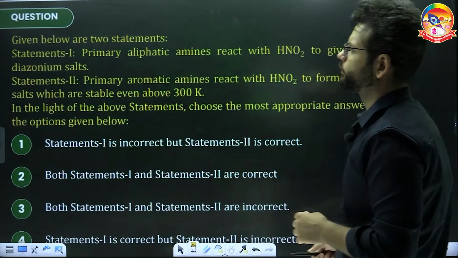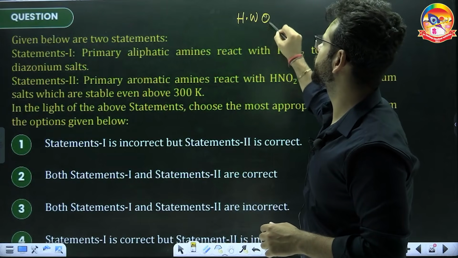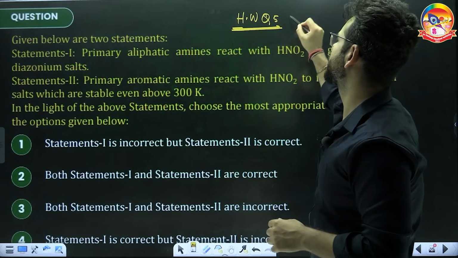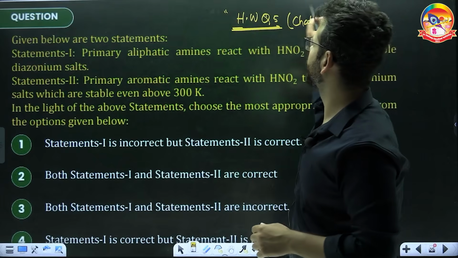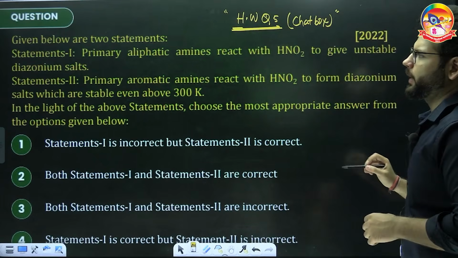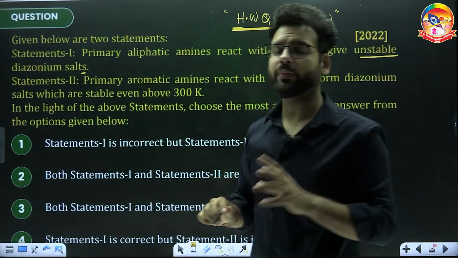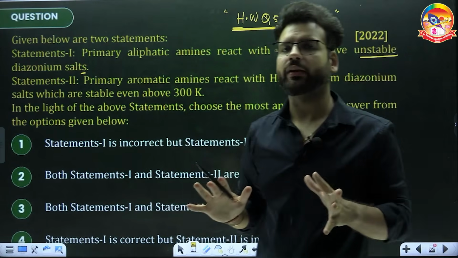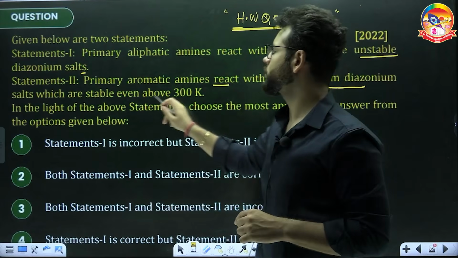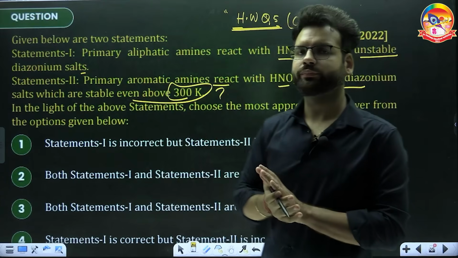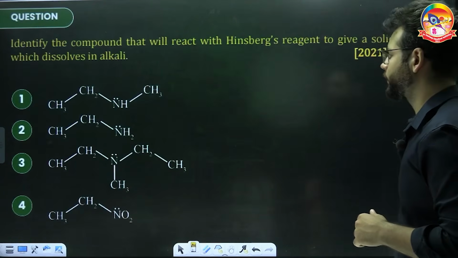NEET 2022. I've already told you about diazonium salts. Homework question number 5. I want you to answer in the chat box. What do you think of question number 5? Quickly. Primary aliphatic amines react with HNO2 to give unstable diazonium salts. Primary aliphatic amines we are talking about, not aniline here. Okay. Primary aromatic amines react with HNO2 to form diazonium salts which are stable even above 300 Kelvin. Let's see what all of you will answer. I will check your answers in the chat box for sure.